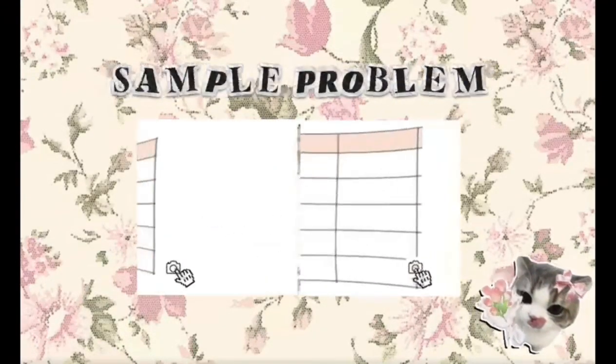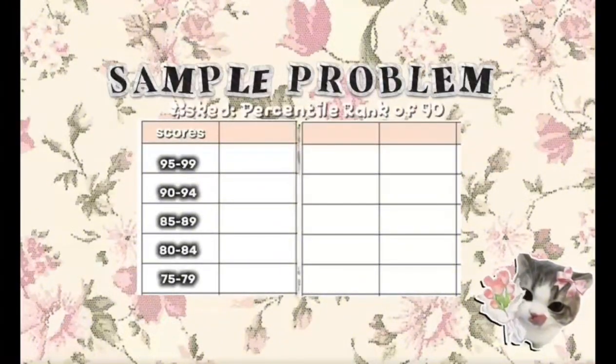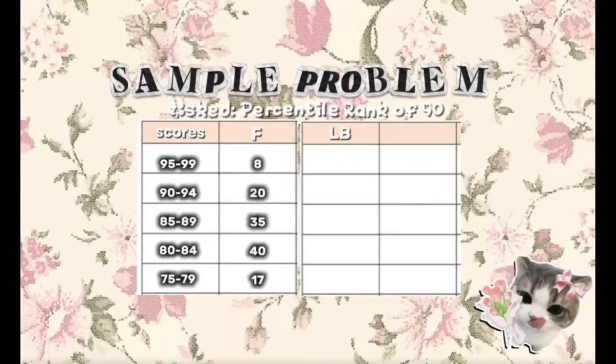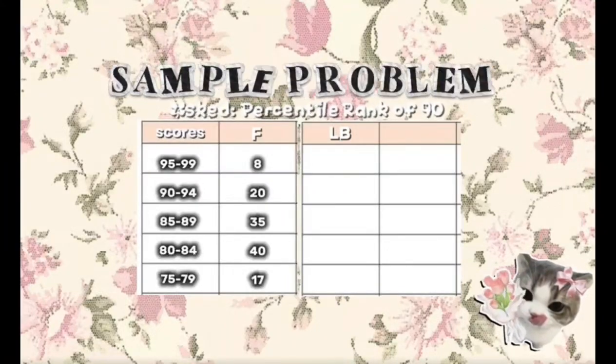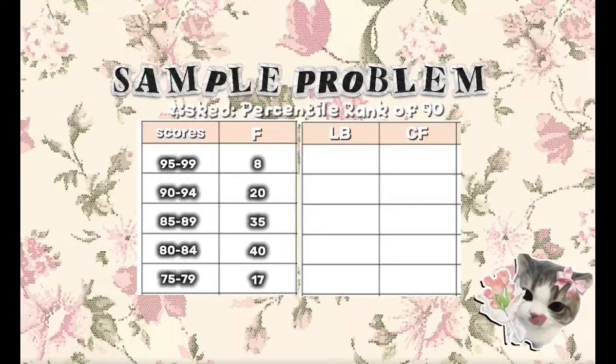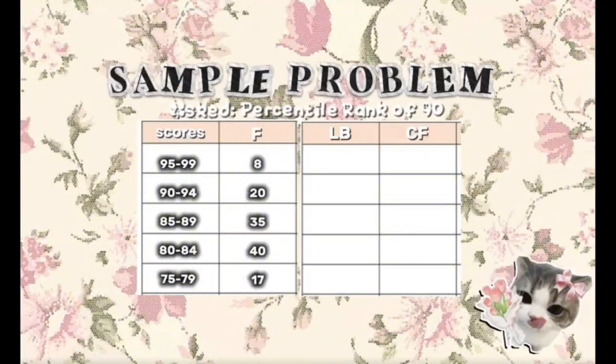It is a grouped data, so we need a table. First column is the scores. The third column is LB, which is lower boundary for the 80th percentile. And the fourth column is CF, which means cumulative frequency. Now let's solve for the third column, which is LB.